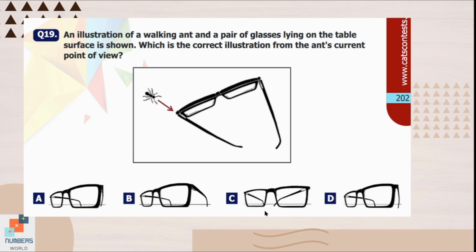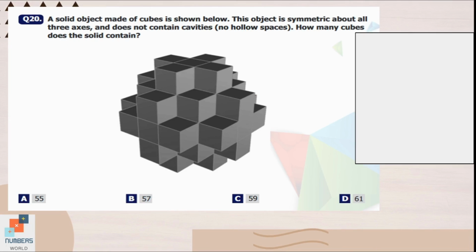The reason is, in option B, the arm is too much stretched outwards, whereas in option C, it is folded inside. So if we have to choose between options A and D, option A is more appropriate due to the position of the ant, as it is almost standing in front of the arm, so it can see a little part of it. So option A is the correct one here. Question number 20, a solid object made of cubes is shown below.